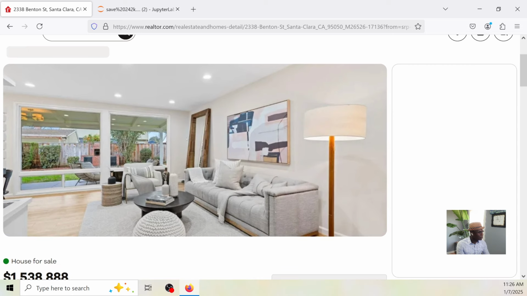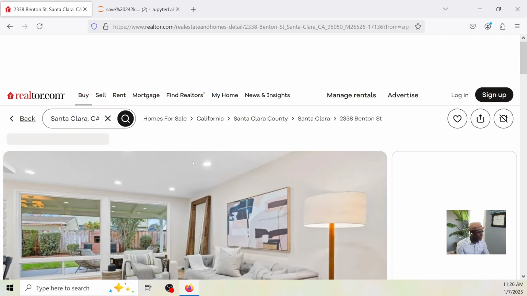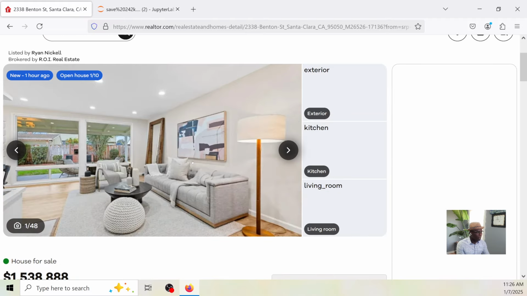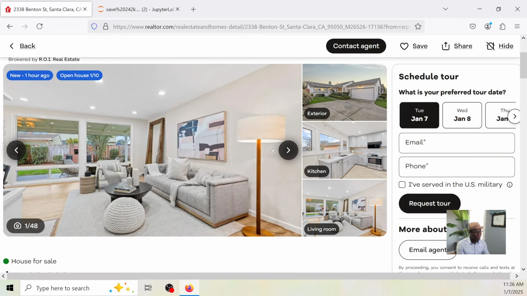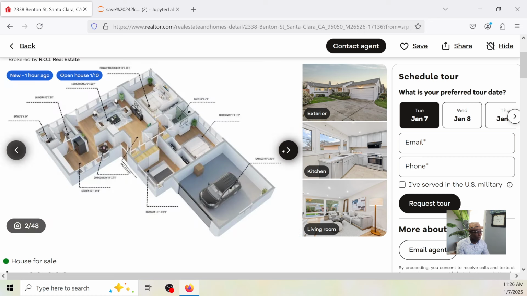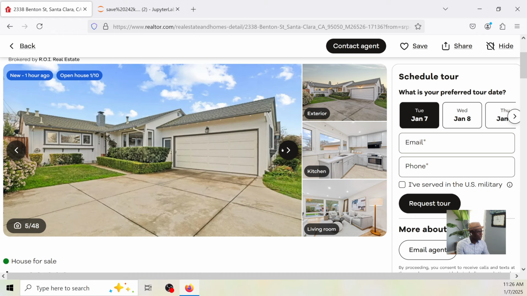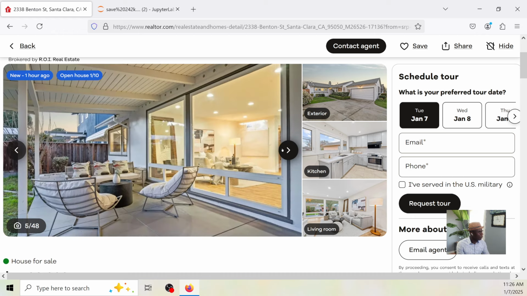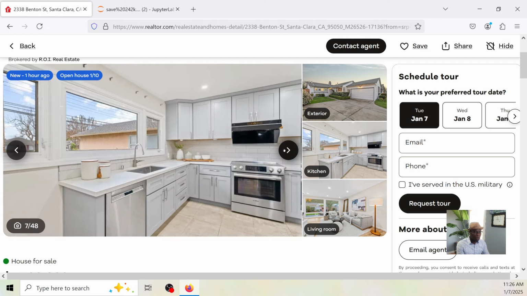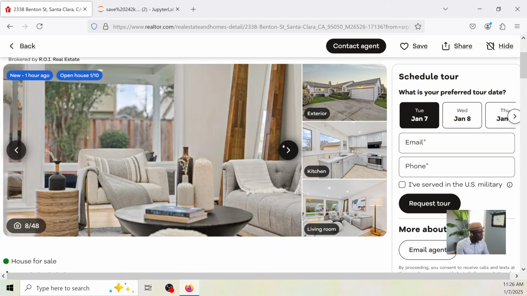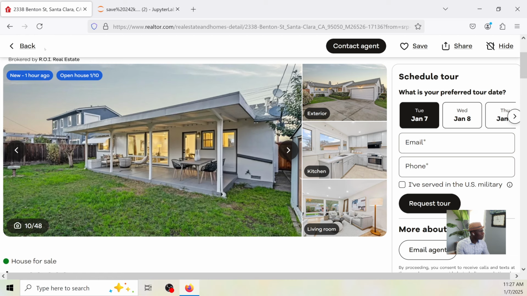Seems like it's high ceilings. Nice and bright. Nice kitchen. Not bad. It was an hour ago. Open house this week. We like it. We like it. So if we go back, it's got outdoor space.